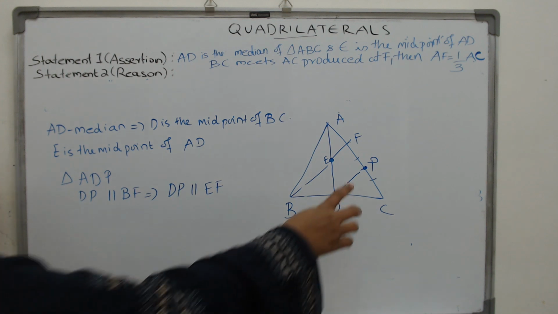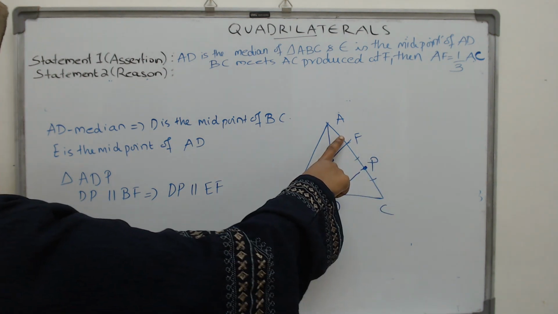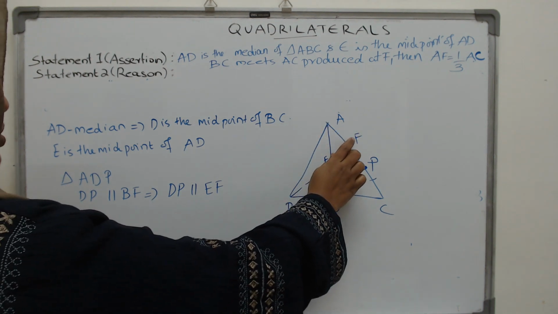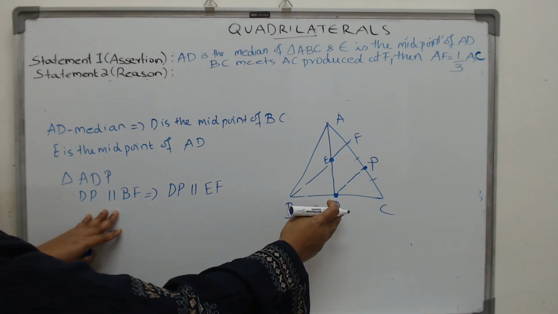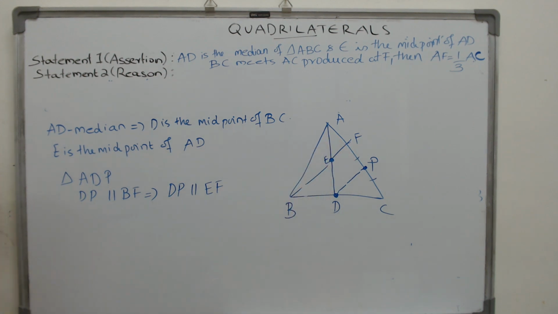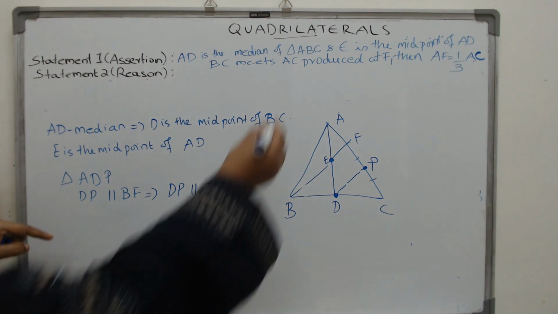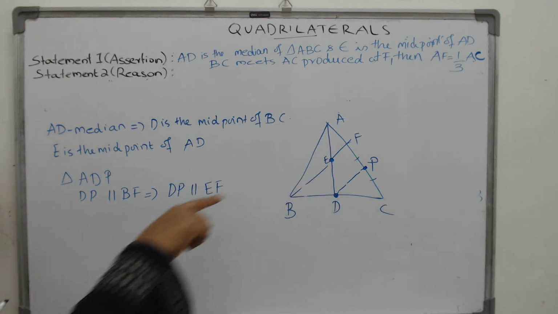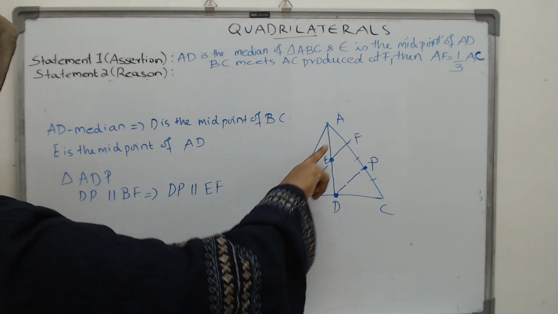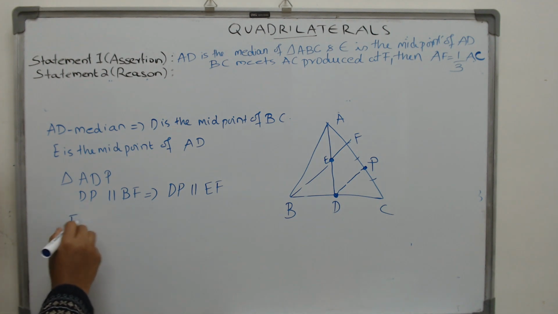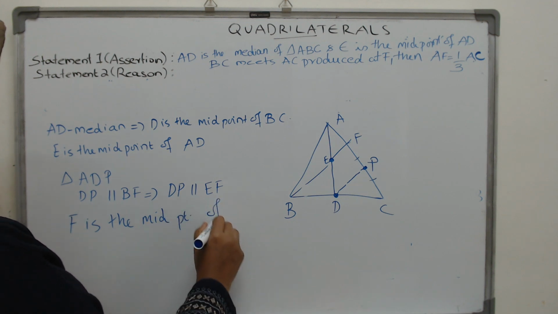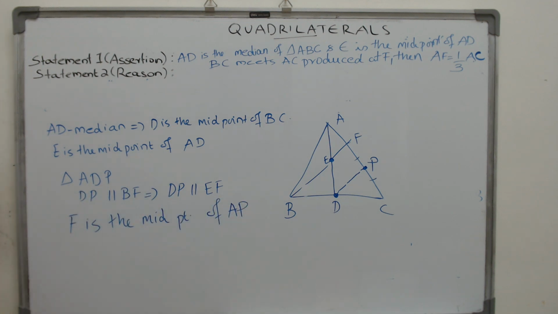Why? The way we have constructed it, DP was parallel to BF. If it is parallel to the whole line, it will be parallel to just a part of it also. It was parallel to the whole of BF, so just take a part of BF, which is EF. It is parallel. And E is the midpoint of AD. Now you have a line going from the midpoint parallel to the third side. Where will it meet? What is the only option left? F has to be the midpoint of AP. It has to be. There is no other way.